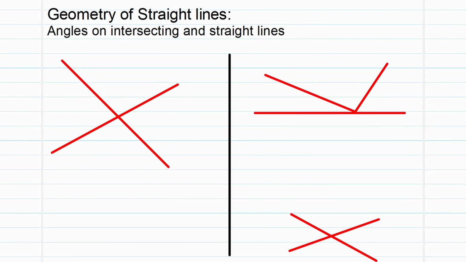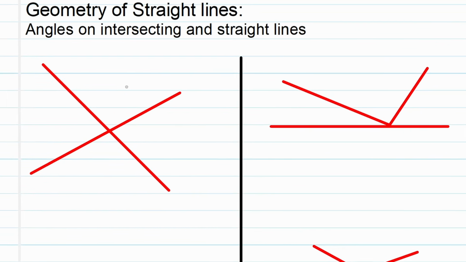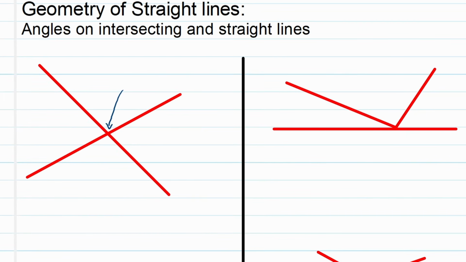So we're continuing with our geometry of straight lines. Angles on intersecting and straight lines. That's what today's discussion is all about. So first of all, when lines do intersect each other, where they meet, we call that an intersection. Think of traffic, okay? It's like two paths intersecting each other. So that's an easy way to remember this.